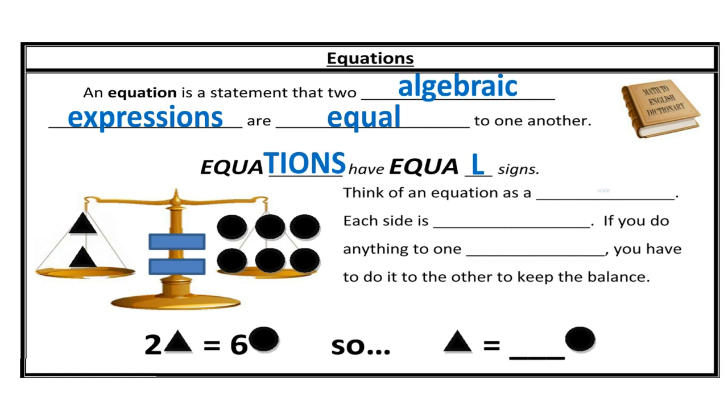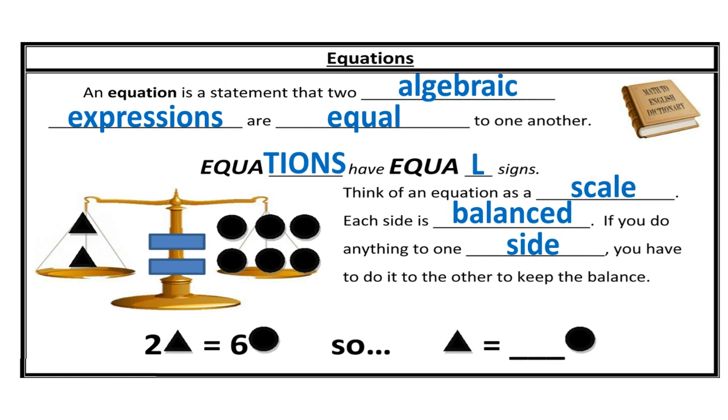We can think of an equation as a scale. Each side is balanced. If you do anything to one side, you have to do it to the other side of the balance. If I add a mass to the right side, I have to add it to the left side, or it'll be unbalanced. If I take a mass off the left side, I have to take it off the right side, or the scale will be unbalanced.